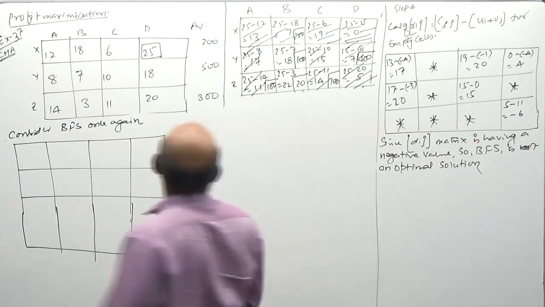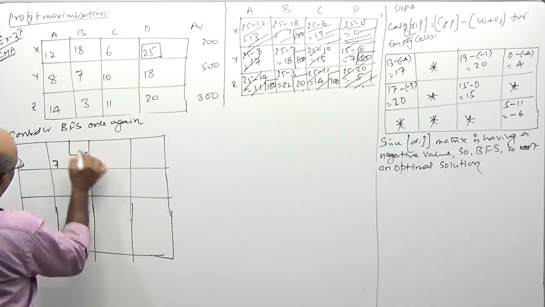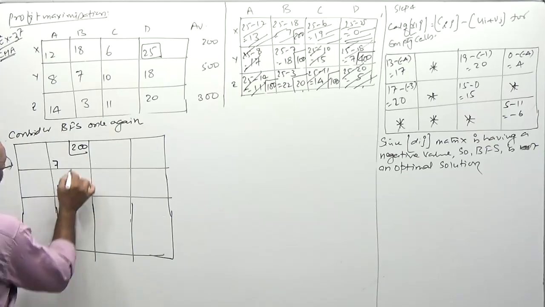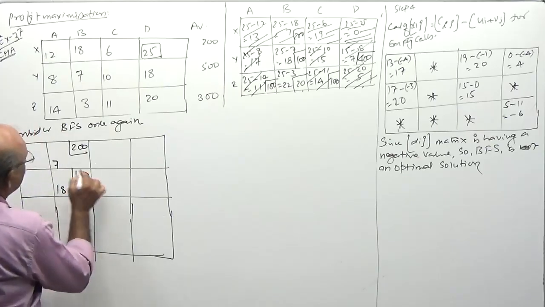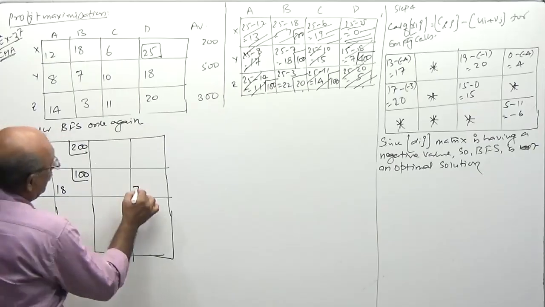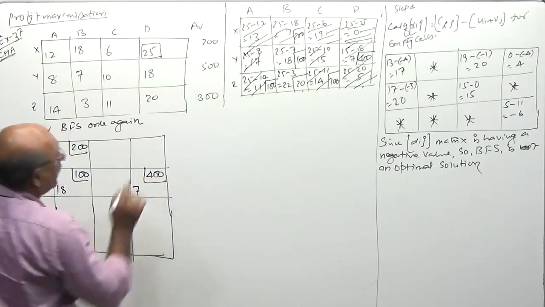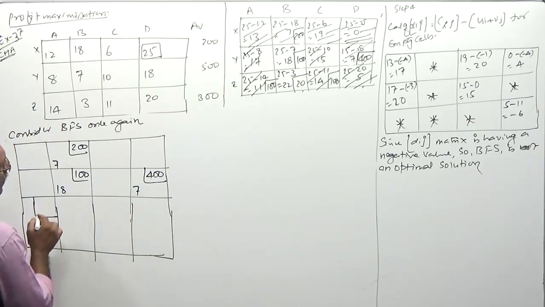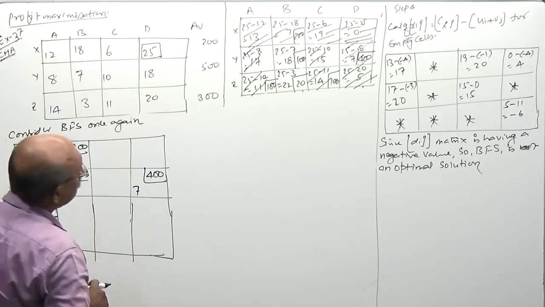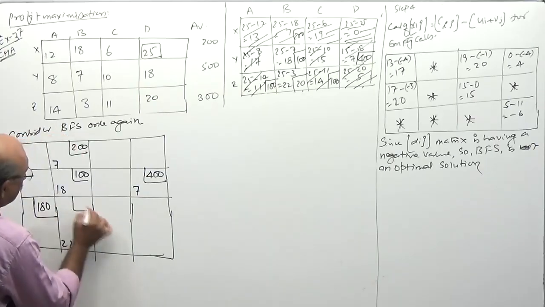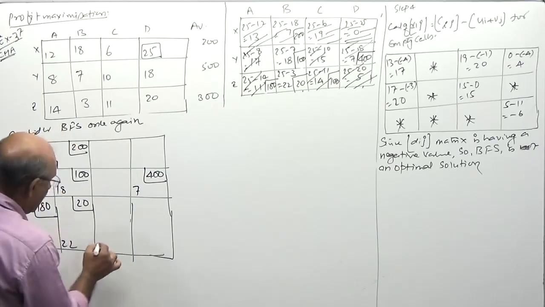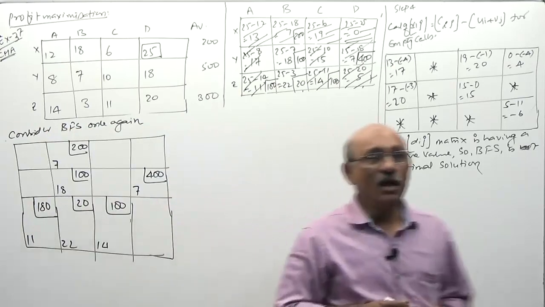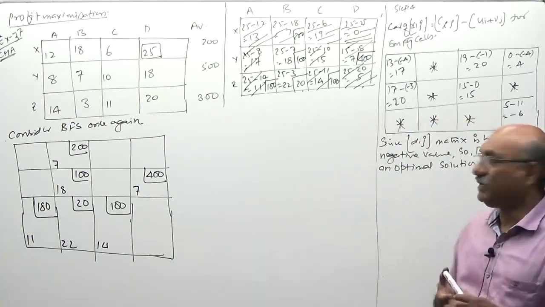Now, sir, this is first row, second column: 7,200. Second row, second column: 18,100. Second row, last column: 7,400. 11,180. 22,20. 1,400. This is my basic feasible solution, which is obtained by Vogel's approximation method.